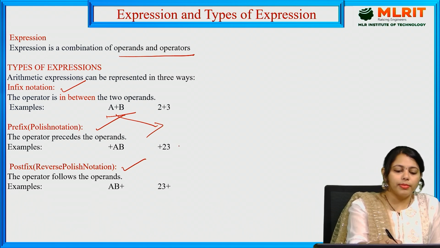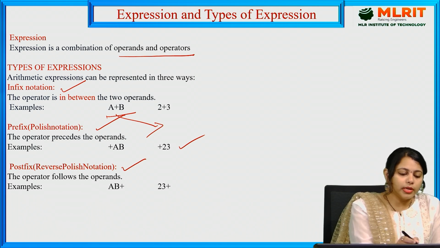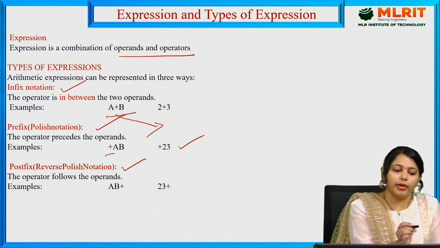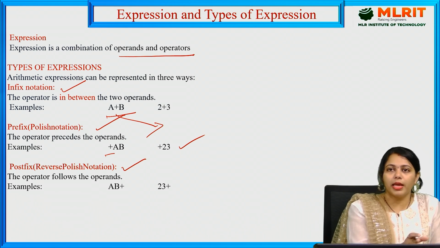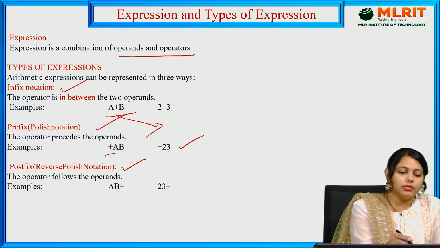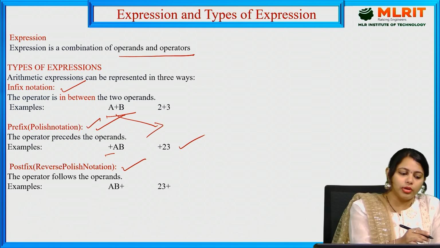So next coming to the prefix. Prefix means pre means before. So the operator is said to be before the operands. So here the plus is being placed before the operands, where A and B are the operands. So this is called prefix expression. Prefix expression is also called Polish notation.